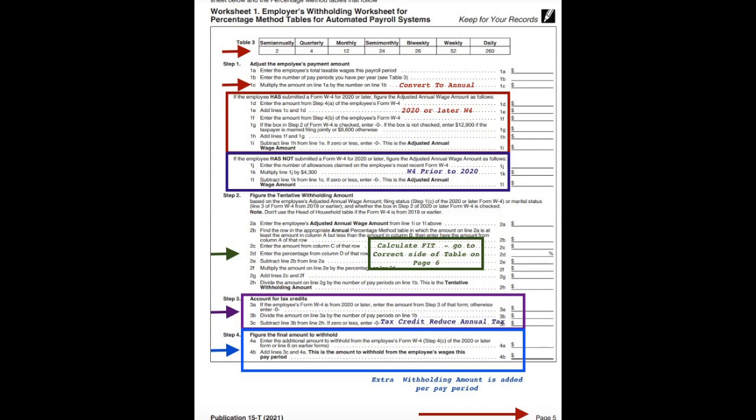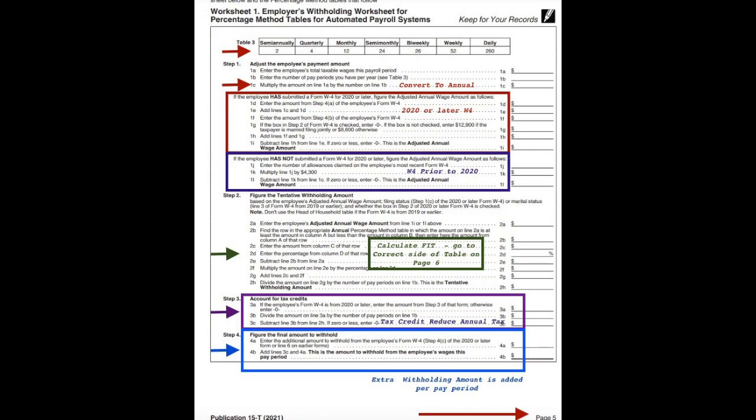And step 2 is where the employer actually calculates the federal income tax for the whole year by referring to the tables that are in publication 15T, and the tables start from page 6. It's very important to be on the correct side of the table when calculating the FIT.